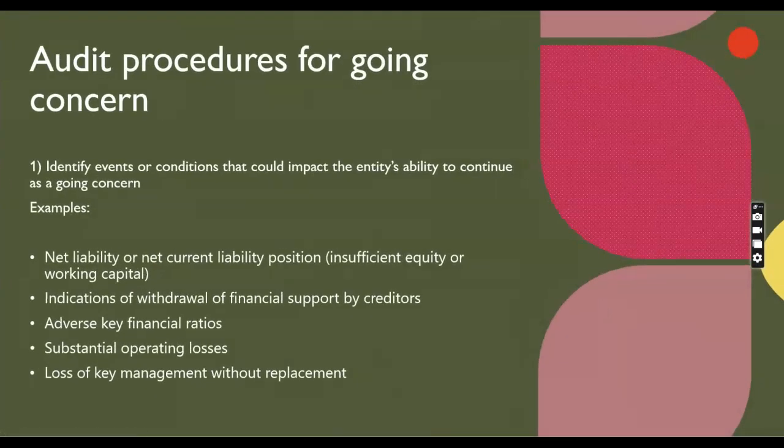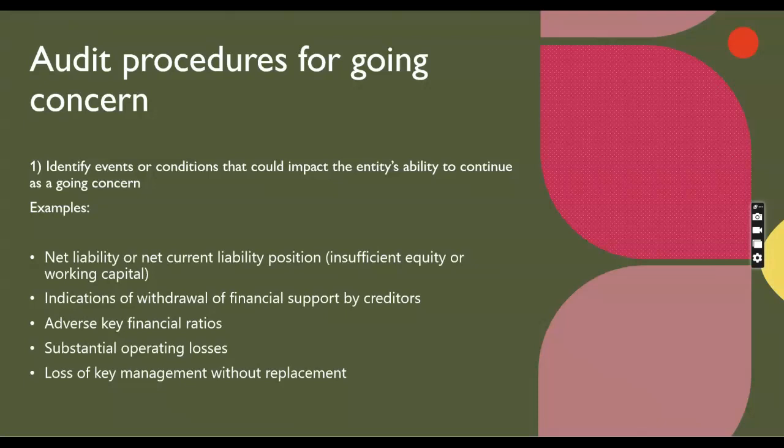For we as the auditors, what are the audit procedures? Assuming you're an auditor, what are some procedures you need to perform? Just so you know, most times the audit work for going concern is performed by a senior auditor. Most times it is not assigned to a junior auditor because it requires a level of judgment. Most times either the manager or a senior auditor will be responsible for performing the audit procedures for going concern. The first thing I would want to do as an auditor is identify if there are any events or conditions that can impact the entity's ability to continue as a going concern.